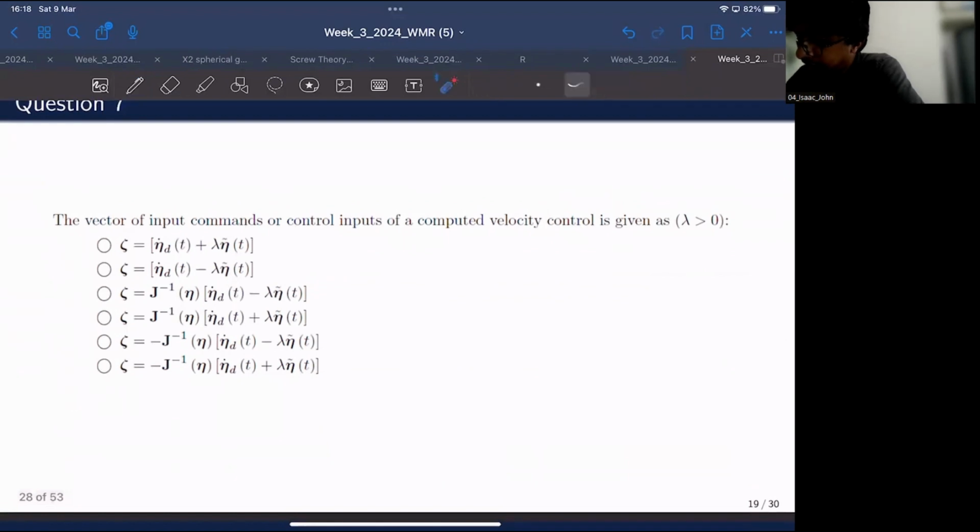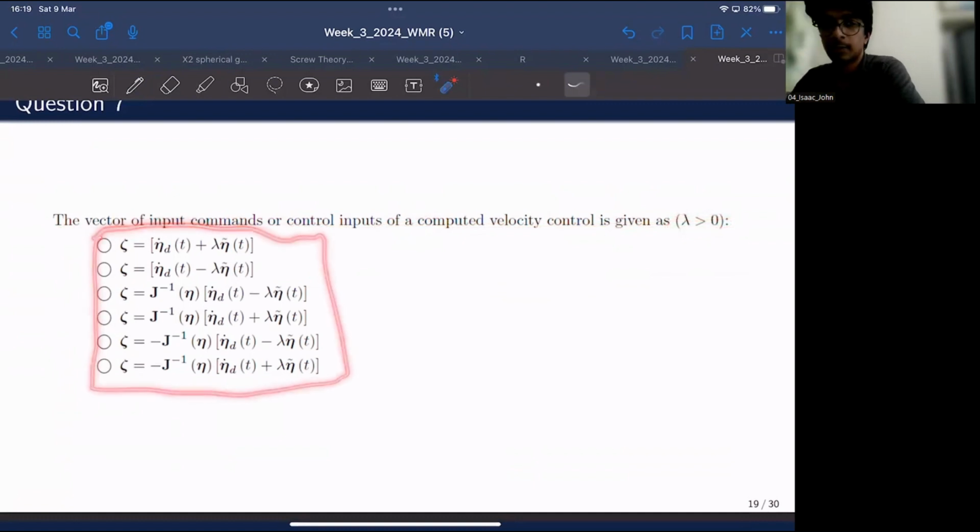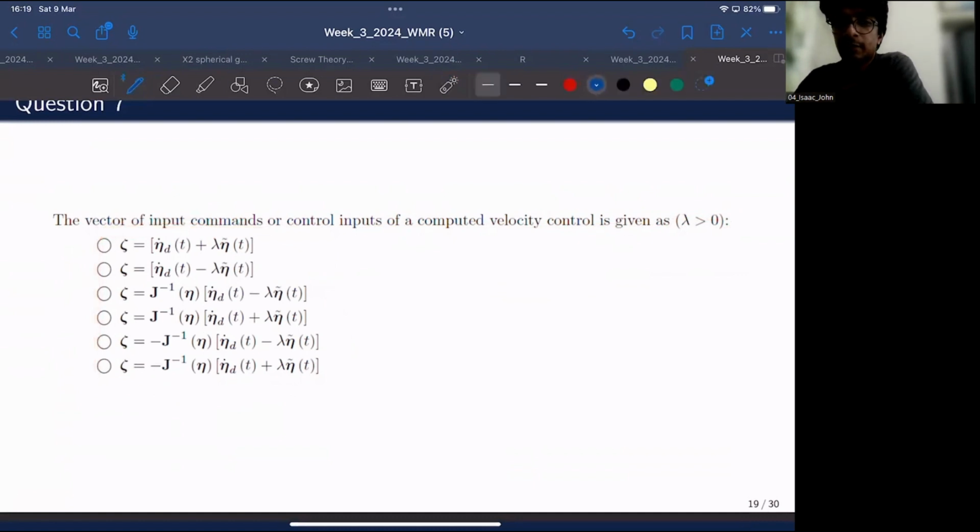The velocity, the vector of input commands or control inputs of a computed velocity control is given as, in the case of lambda greater than 0. So which of these options is correct for computed velocity command? So what is this computed velocity control? We know, as per the kinematics, eta dot is J of psi multiplied by theta.